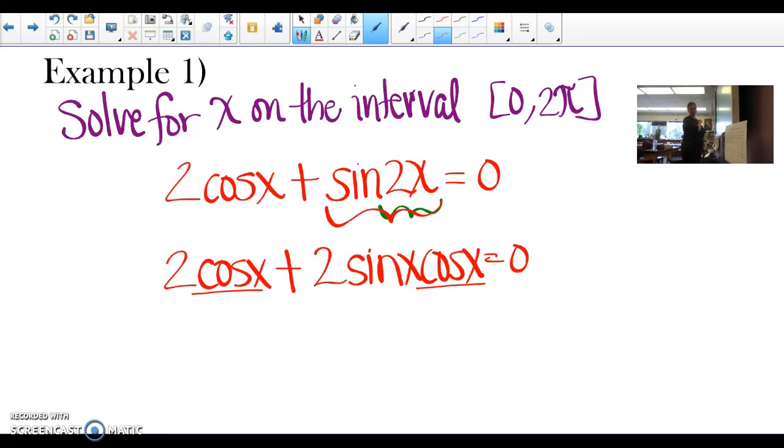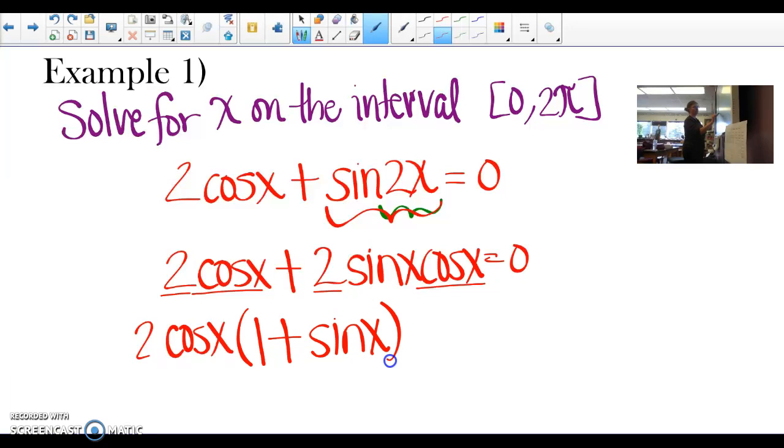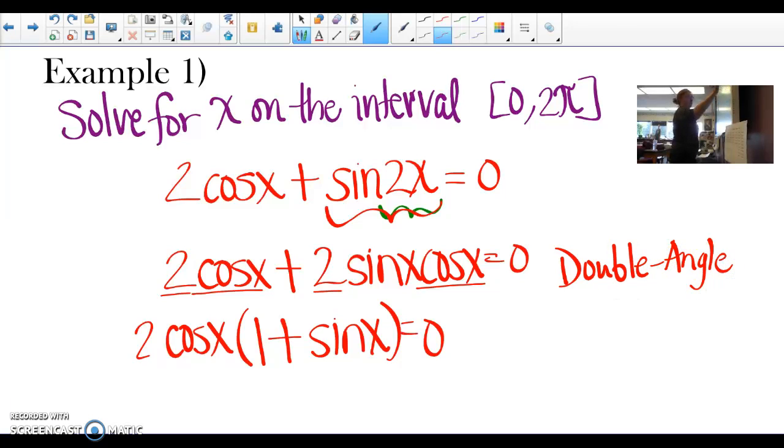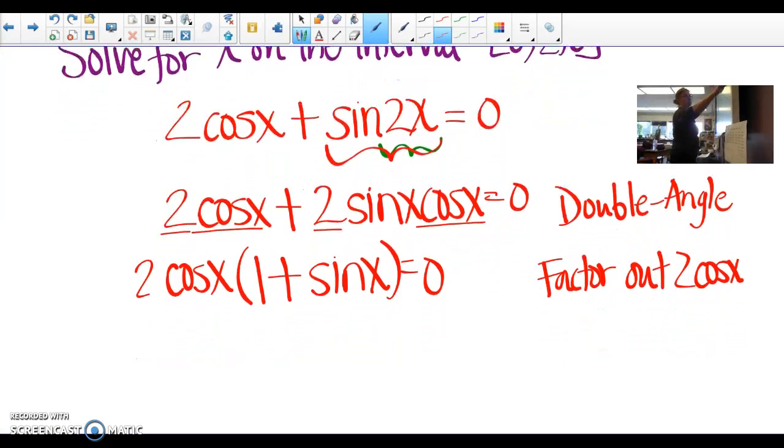What do you notice in both of the terms? We can factor out a cosine of x. Actually, we can factor out a 2 cosine of x. And then left inside the parentheses, we'll have 1 plus sine of x equals 0. So we use the double angle identity, and here we're factoring out 2 cosine x from both of the terms.